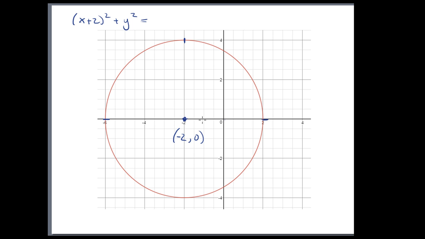So 0, −1, 0, 1, 2. So that's 1, 2, 3, 4. The radius is 4, so the radius squared is 16, and that would be the equation in standard form for that circle.